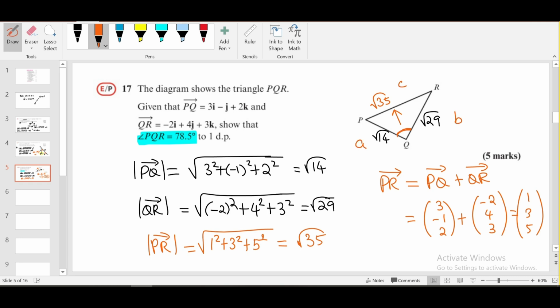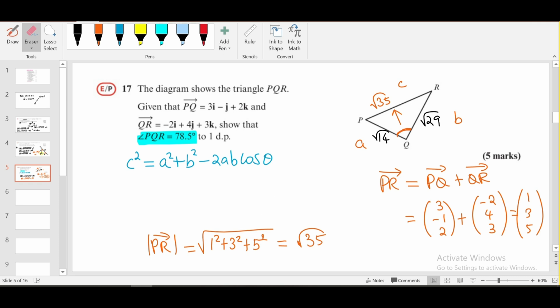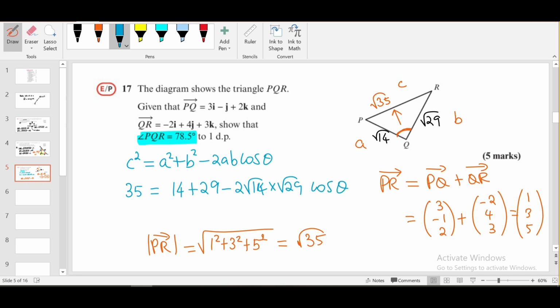Can you copy the whole thing first? Write the cosine rule. C square is going to be A square plus B square minus 2AB cos theta. If you have learned the formula as cos theta is equal to something, write the formula. Usually for me, I write this actual rule and rearrange it, make cos theta the subject. So C square, when you square, the square root will be gone. A square plus B square minus 2AB cos theta.